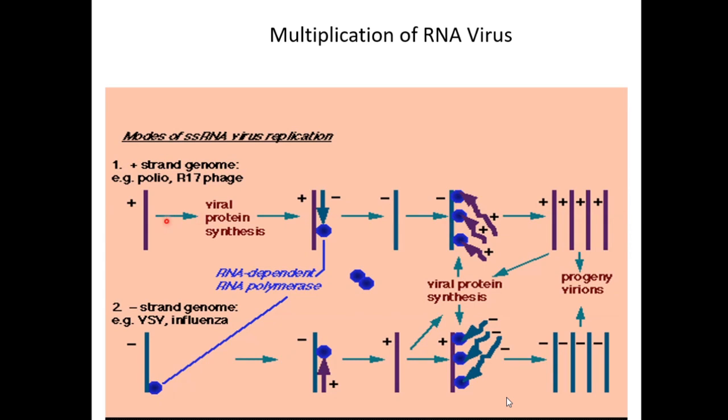And the mode of single-strand RNA virus replication: we have an example of positive polarity, a positive strand genome, like polio. By getting inside with positive strand, there will be protein synthesis. This protein synthesis will quickly be done because this is already a kind of messenger RNA, and the protein will then allow the replication of this genome in more copies.